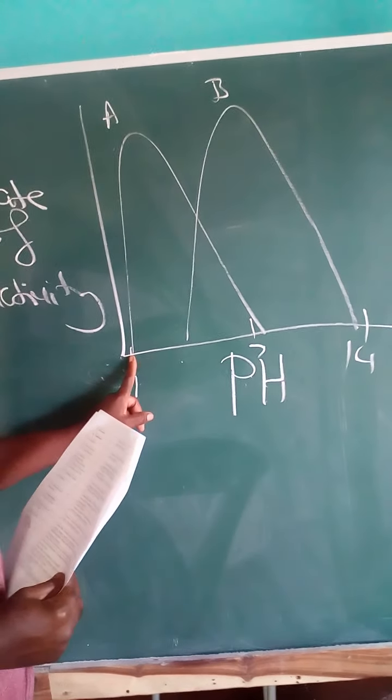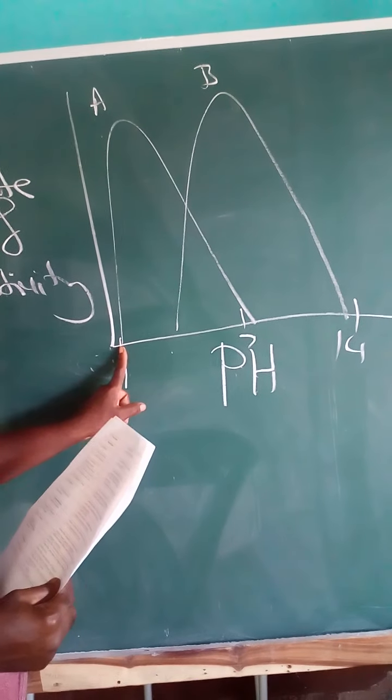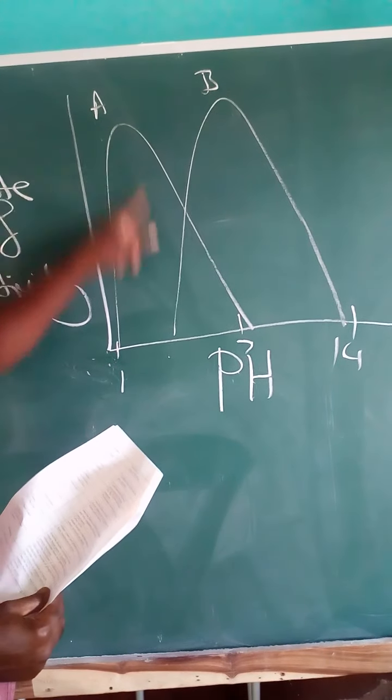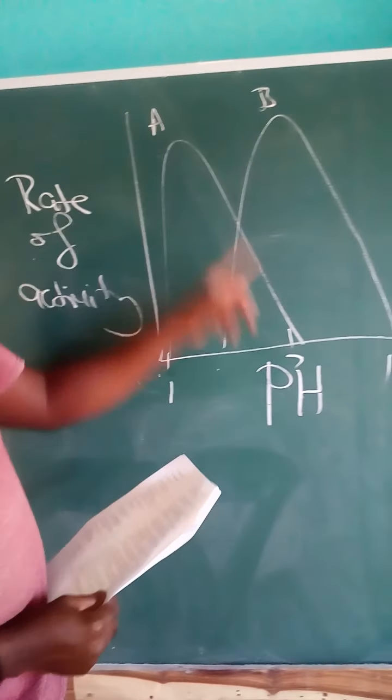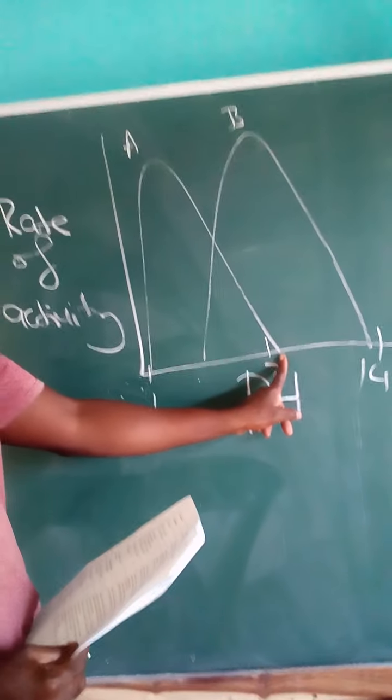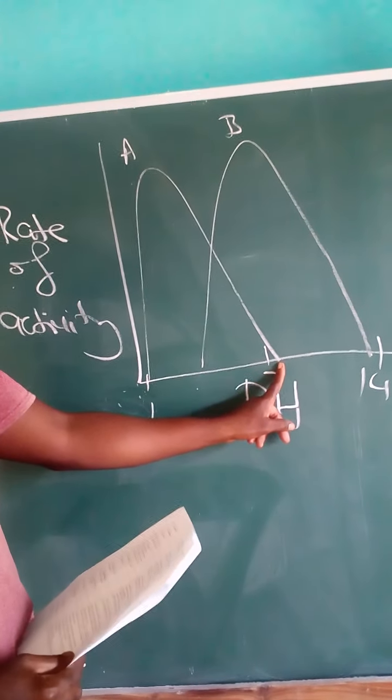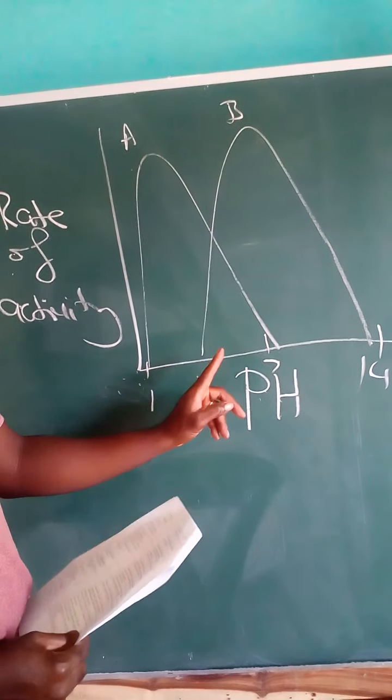When the pH is too low, can it be reversed? And when it reaches the optimum pH, what is the rate of activity? You should be able to describe that one. And also when it reaches the upper part, the highest point, what will happen? Can it be reversed?